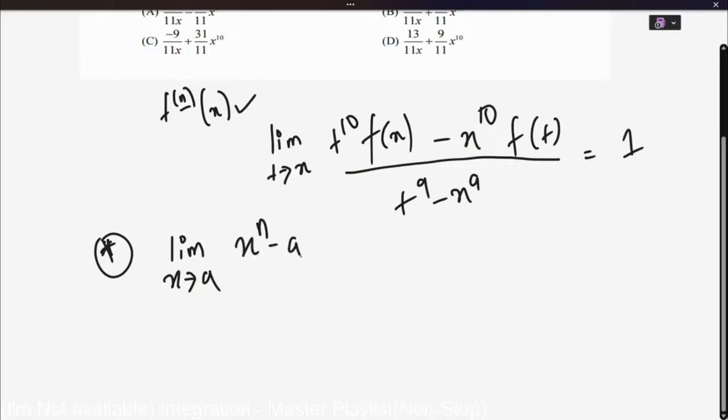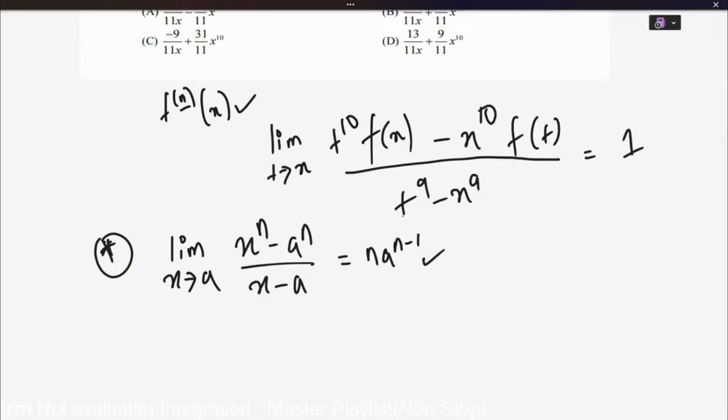x to the power n minus a to the power n, by x minus a is basically equal to n a to the power n minus 1. This is a limit that we will require because you see, why am I writing this limit? Why did this feel important here? Because of the pattern. We have a t to the power 9 minus x to the power 9. We also have t to the power 10 into something minus x to the power 10 into something. So this x to the power n minus a to the power n, this thing basically appears in the denominator, and it appears in a disguised way in the numerator as well.